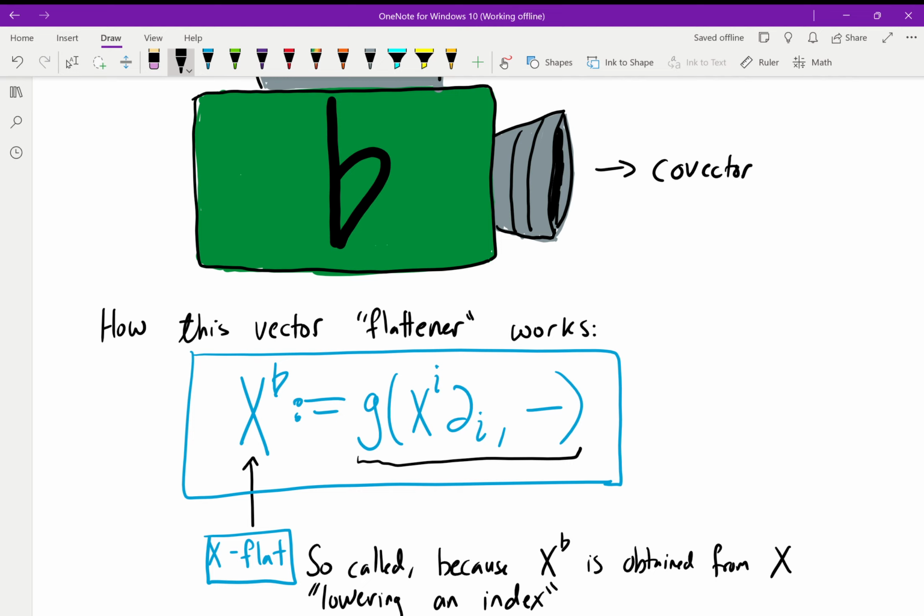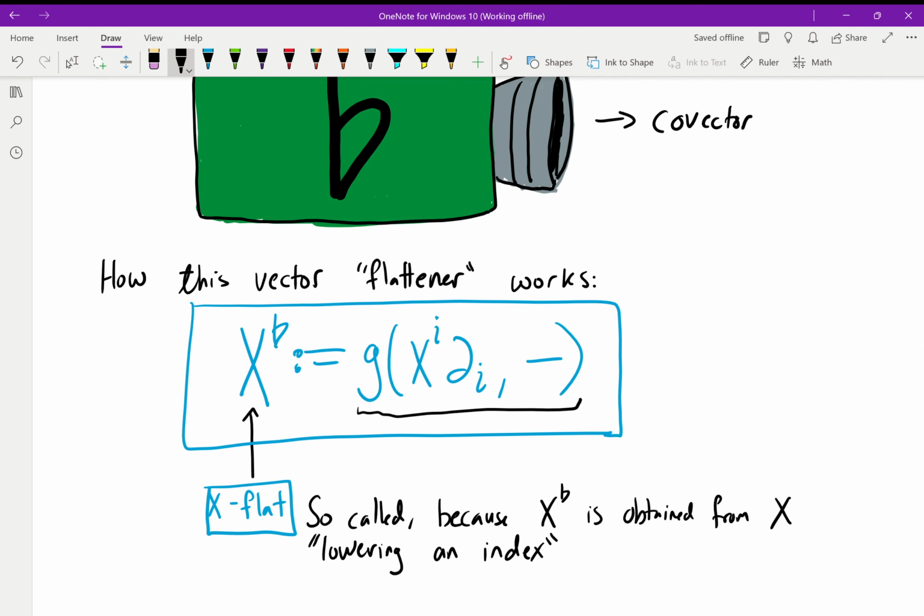So you have your components with respect to whatever local coordinates you're using here, and then just leave the second spot blank. And so this is your new map. This is your corresponding covector.